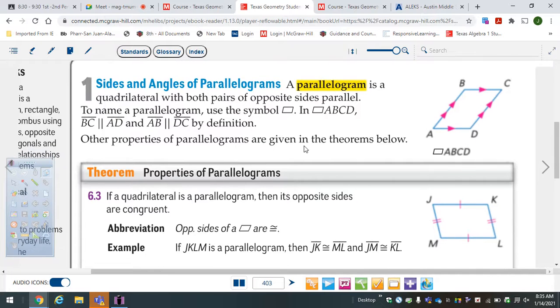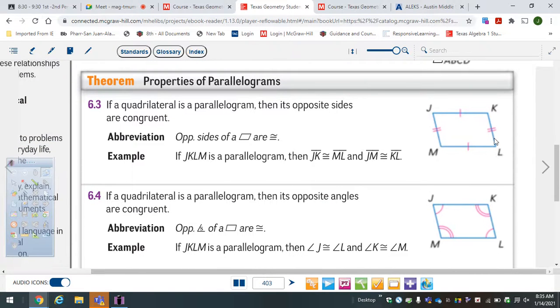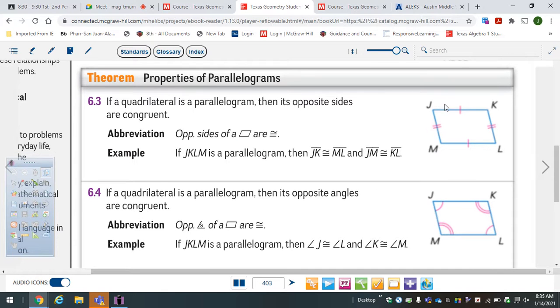Other properties of parallelograms are given in the theorems below. Here's parallelogram JKLM. If a quadrilateral, four sides, is a parallelogram, then its opposite sides are congruent. So look at JK. Its opposite side would be the one across it, ML. So those are congruent. JM, opposite side KL, congruent.